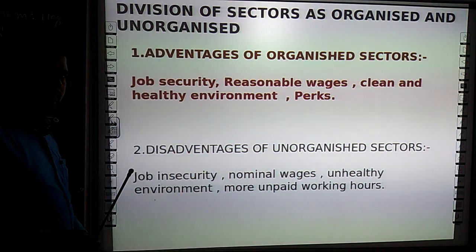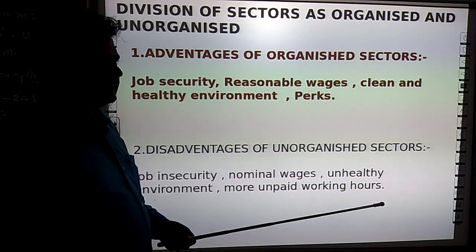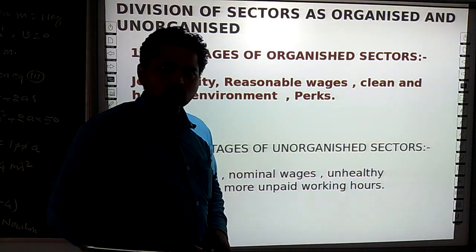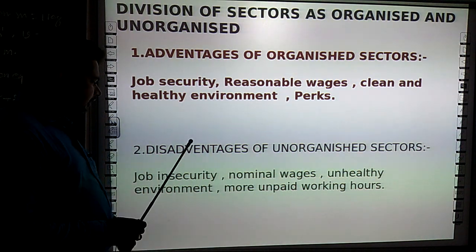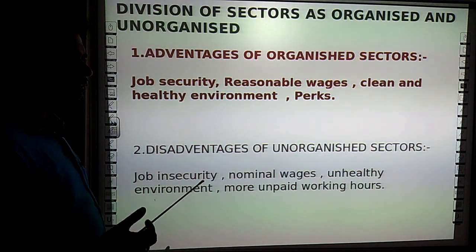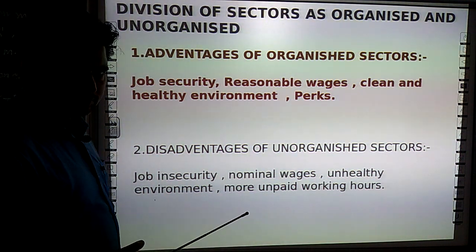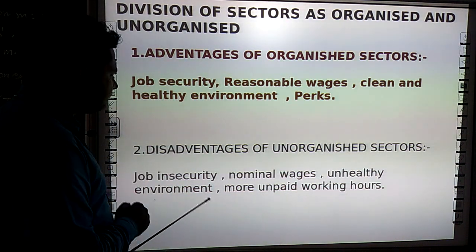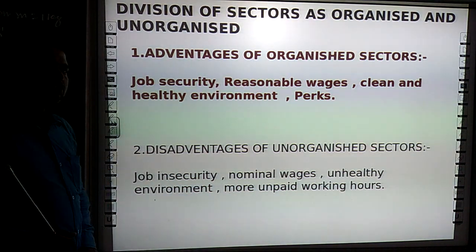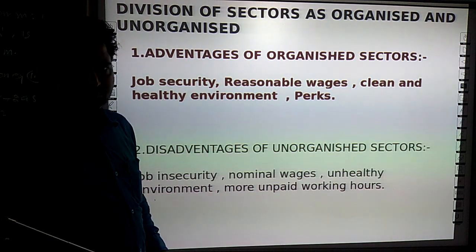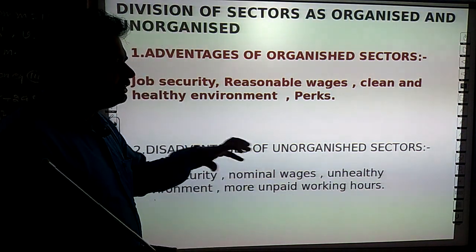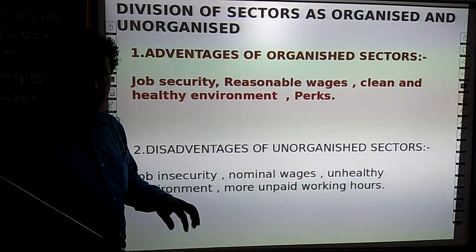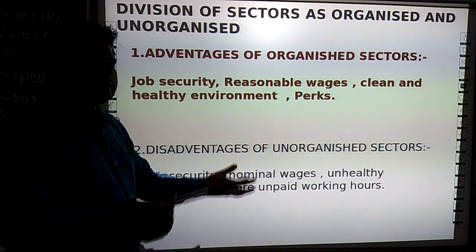Second, the unorganized sector. All those sectors or firms that have not been recognized by the government are included under this sector. Here you find that people have to face a number of problems, in which the very first and major problem is job insecurity, as such firms can eliminate any of their workers at any time without any reason.